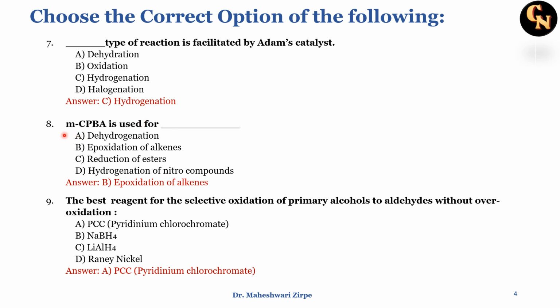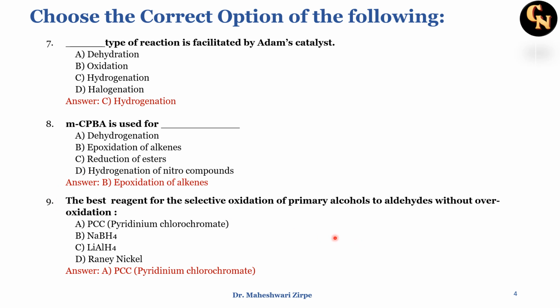Now the next question is: metachloroperbenzoic acid, which is also called MCPBA, is used for dash. As we have already seen in the questions and answers, metachloroperbenzoic acid is basically used for epoxidation of alkenes. So the correct option is B. The epoxide is formed from the alkene. The double bond is going to convert into an epoxide ring.